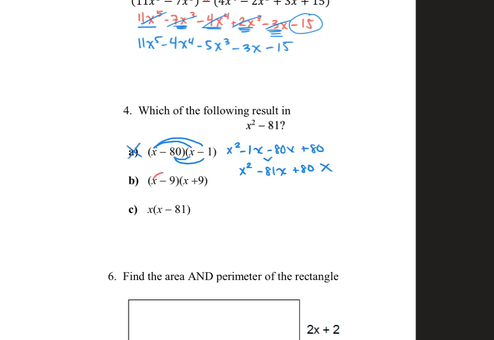Then b, x times x is x squared plus 9x minus 9x. And negative 9 times 9 is negative 81. And when we combine like terms, those cancel out. So I'm left with x squared minus 81. So that works, b. And I'm just going to check the last one just to be sure. X times x is x squared. X times negative 81 is negative 81x. So that's close, but since the second term has an x, it can't be c either.